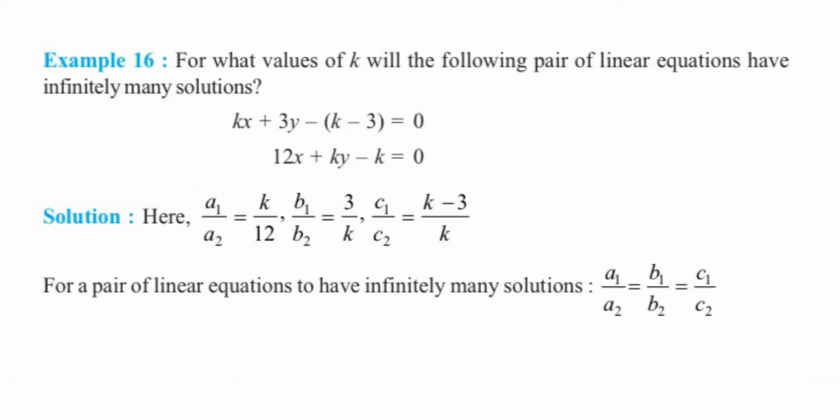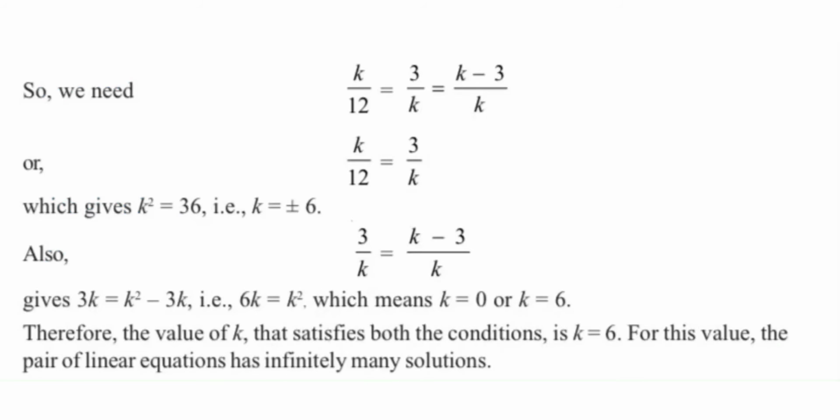Now, the equations are having infinitely many solutions, and for this the condition is a1 upon a2 is equal to b1 upon b2 is equal to c1 upon c2. Right? You know the condition. So, we get k by 12 is equal to 3 by k is equal to k minus 3 by k. First, we will consider the case a1 upon a2 is equal to b1 upon b2, that is k by 12 is equal to 3 by k.